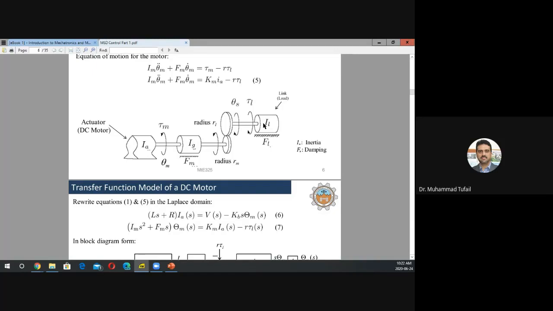But there could be others. This might be interacting with some environment. Someone might be holding it, or it might be interacting with some surface. It might be welding or something. So there is some load torque coming from there as well.